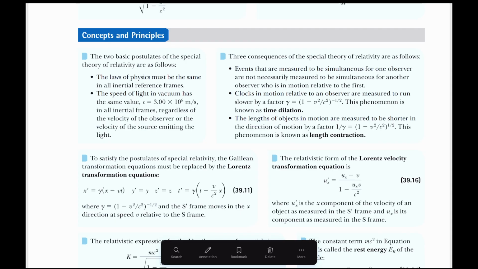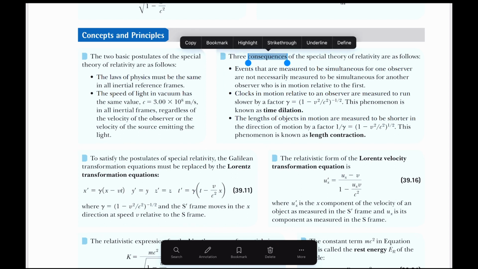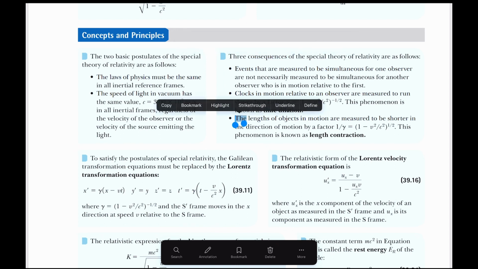Clocks in motion relative to an observer are measured to run slower by a factor of the Greek letter gamma equals 1 over the square root of 1 minus v squared over c squared. Okay, we have v, which is a velocity. That is interesting. This phenomenon is known as time dilation in bold, and I told you guys this is one of the consequences. I was kind of leading up to this. Let's read the last one. The lengths of objects in motion are measured to be shorter in the direction of motion by a factor of 1 over gamma equals the square root of 1 minus v squared over c squared.